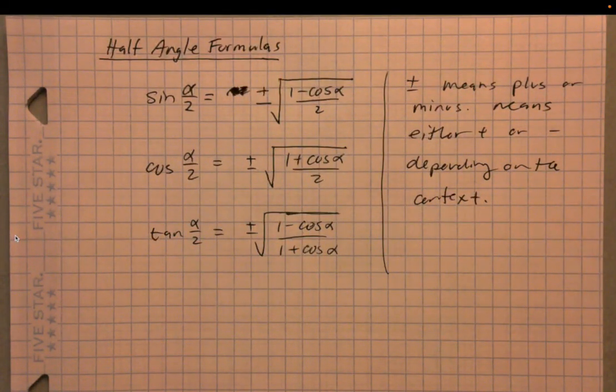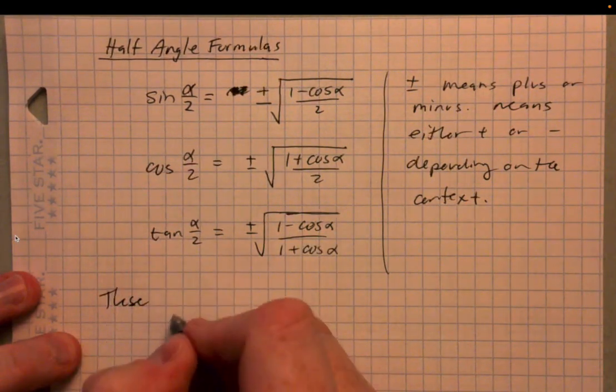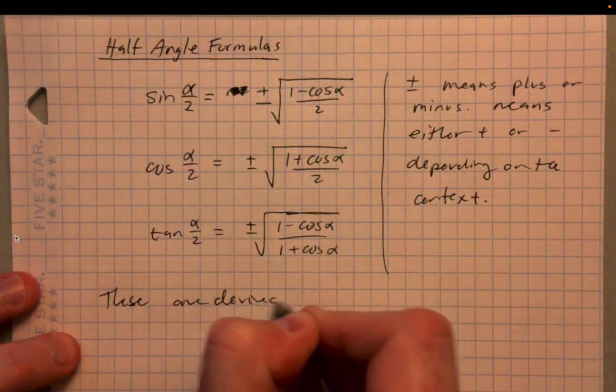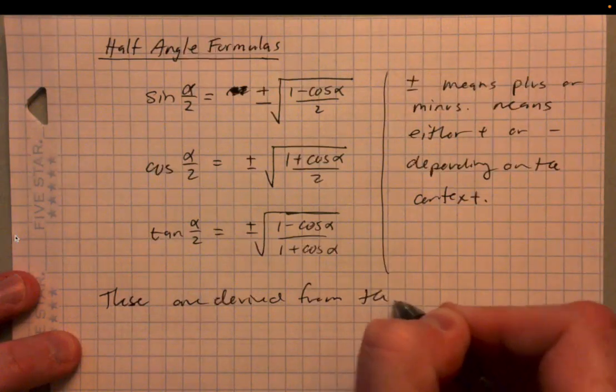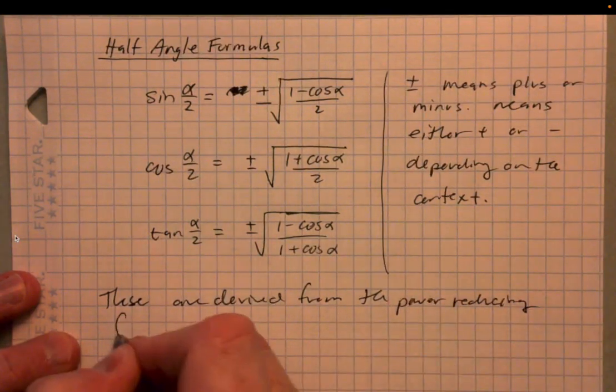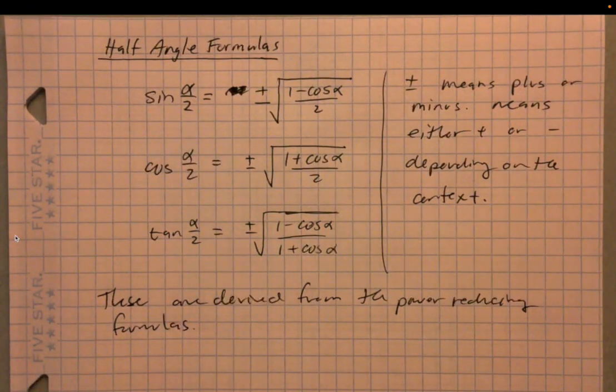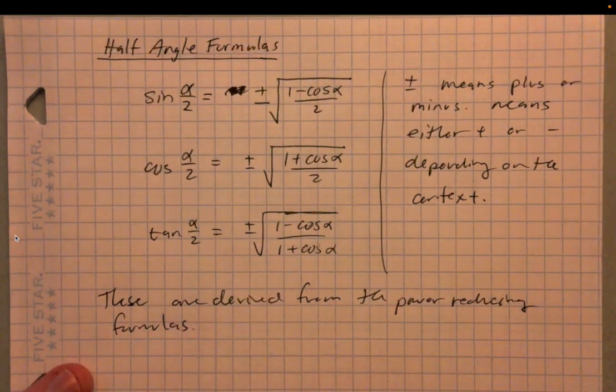Okay, and so these guys here are derived from the power reducing formulas. So these are derived from the power reducing formulas. Okay, and let's see how that works. Right, so basically in the power reducing formulas we have a theta, and we're going to replace it with an alpha over 2.